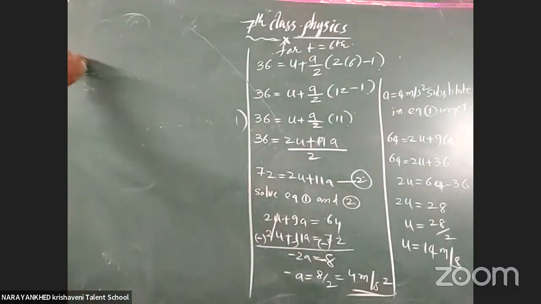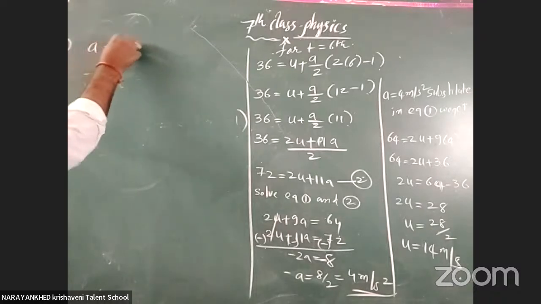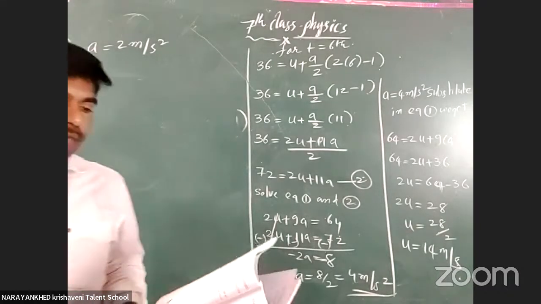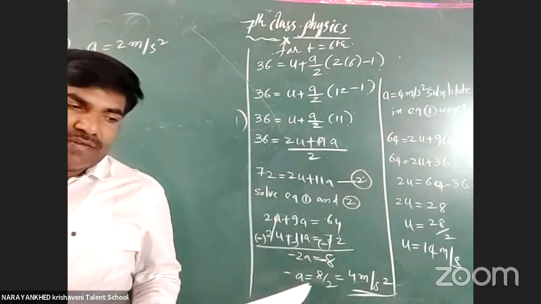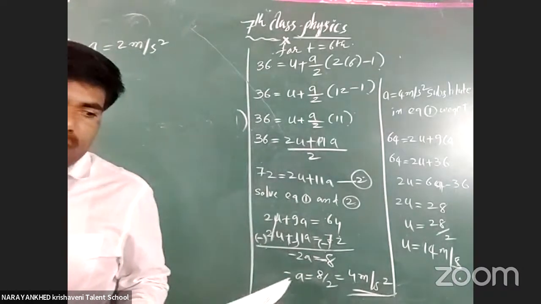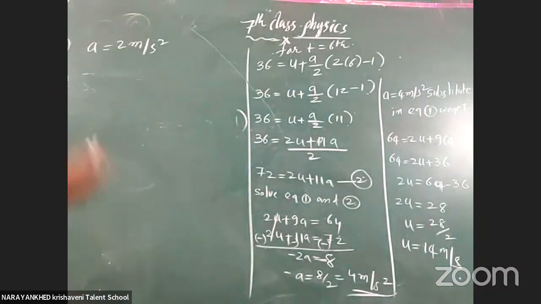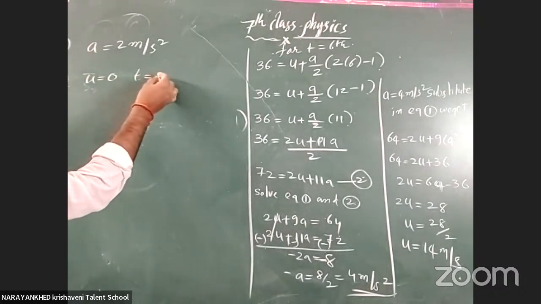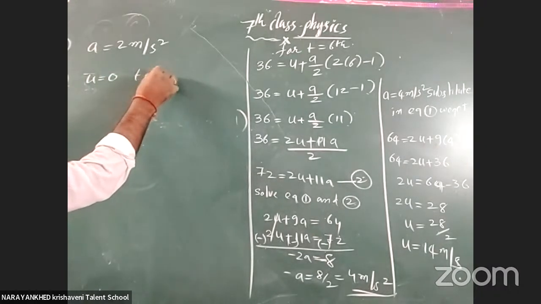Okay. And what is given in the seventh question: a body starts from rest and moves with a uniform acceleration of 2 meter per second square. A is equal to 2 meter per second square. The first one: velocity after 2 seconds in meter per second. Clear or not? You have to find out the velocity after 2 seconds. It starts from rest, so u is equal to 0, and t is taken as 2 seconds here.